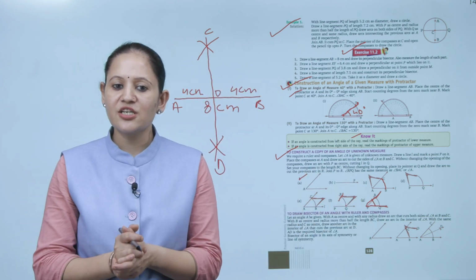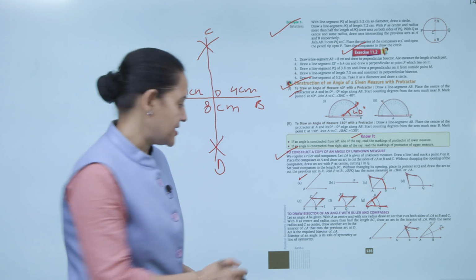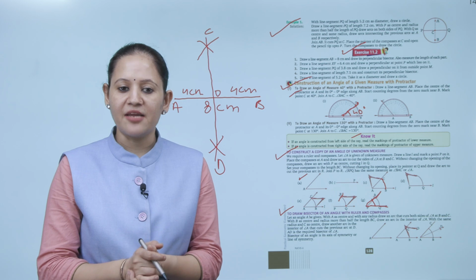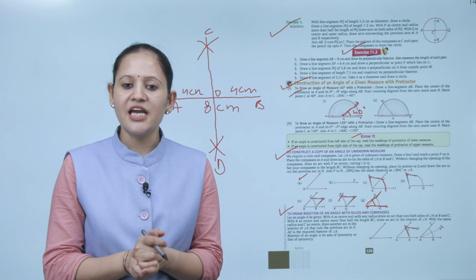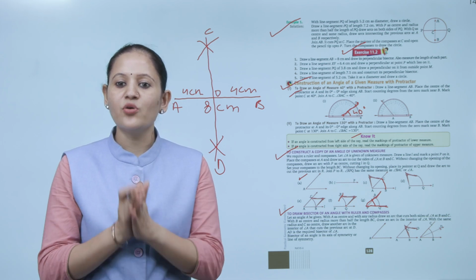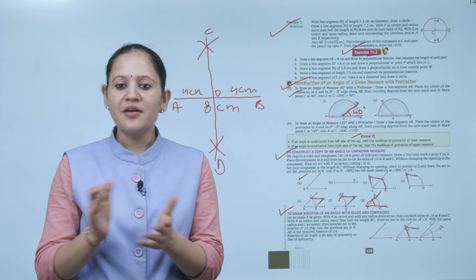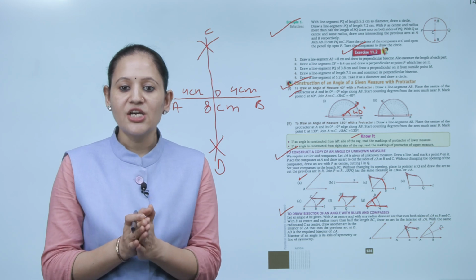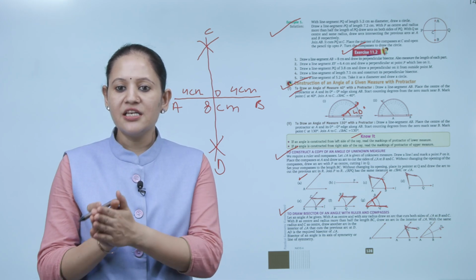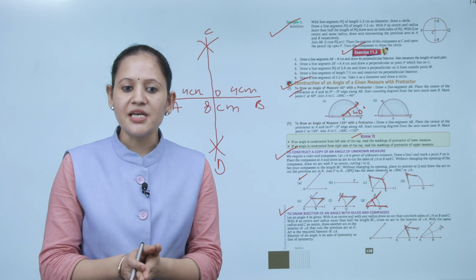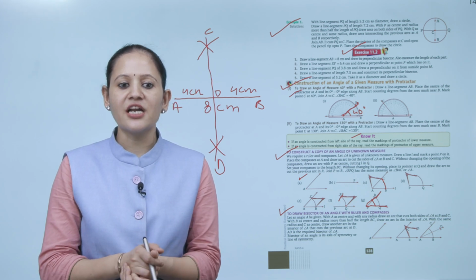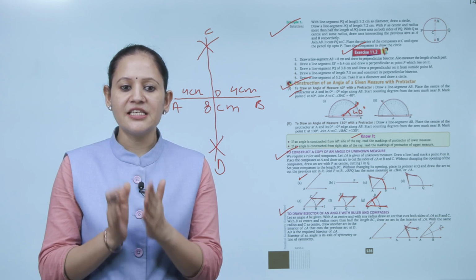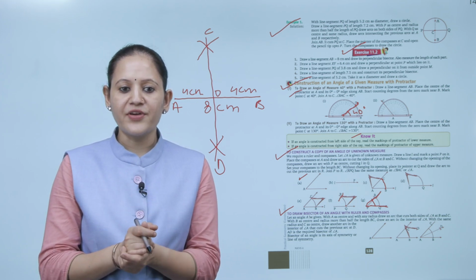Clear? Next, draw the bisector of an angle with the ruler and compass. For that, let an angle A be given. With A as a center and any radius, draw an arc that cuts both sides of angle A at B and C. With B as a center and a radius more than half of the length BC, draw an arc in the interior of angle A. With the same radius and C as the center, draw another arc in the interior of angle A that cuts the previous arc at D. AD is the required bisector of angle A.